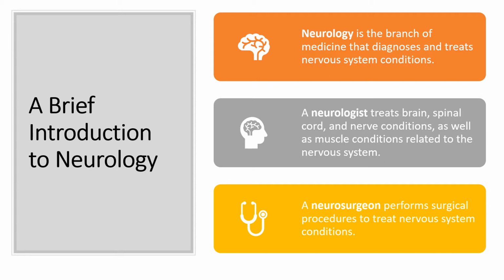Neurology is the branch of medicine that diagnoses and treats nervous system conditions. A neurologist treats brain, spinal cord, and nerve conditions, as well as muscle conditions related to the nervous system. A neurosurgeon performs surgical procedures to treat nervous system conditions.